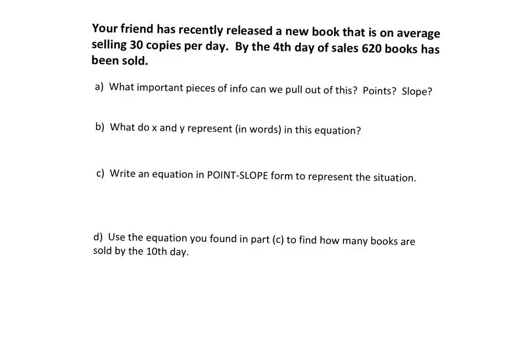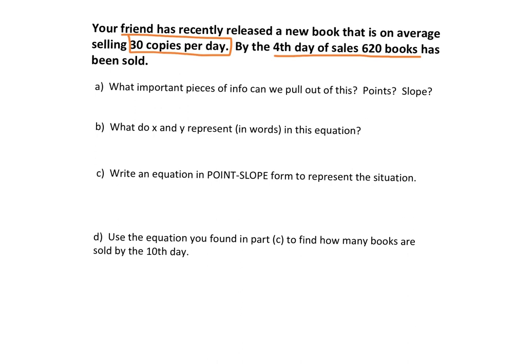And finally here, we're going to take a look at a word problem. So let's start off by reading this and underlining what we think is important. It says, your friend has recently released a new book that is on average selling 30 copies per day. By the 4th day of sales, 620 books have been sold. So this first question says, what pieces of information can we pull out of this?